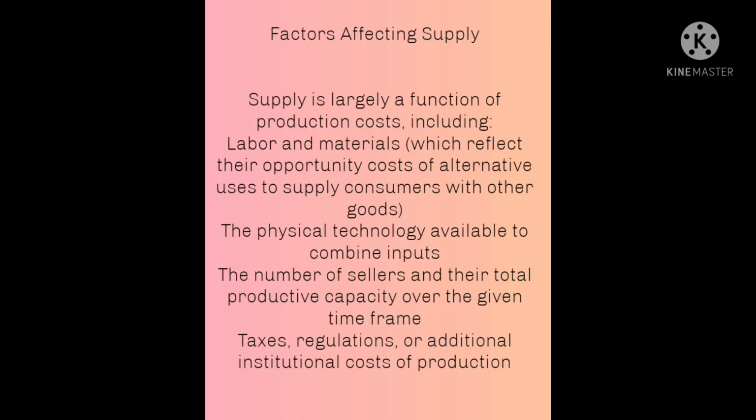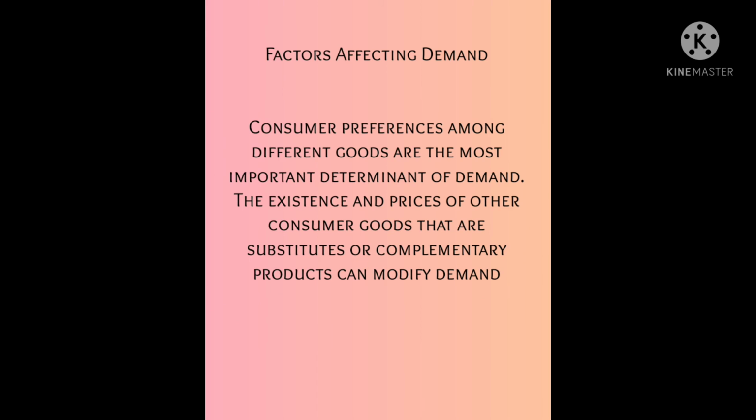Now, let's try to look into the factors affecting supply. Supply is largely a function of production cost, including labor and materials, the physical technology available to combine inputs, the number of sellers, and their total productive capacity over the given time frame, taxes, regulations, or additional institutional cost of productions.